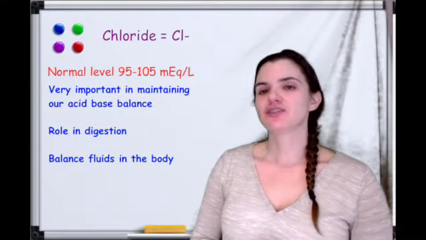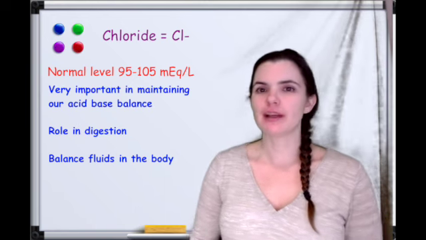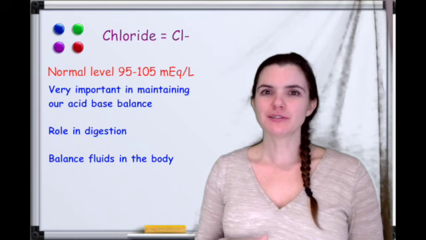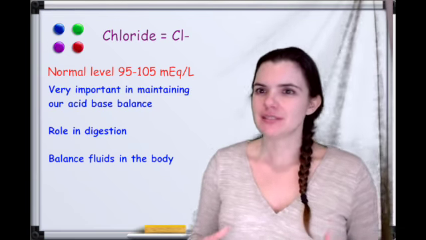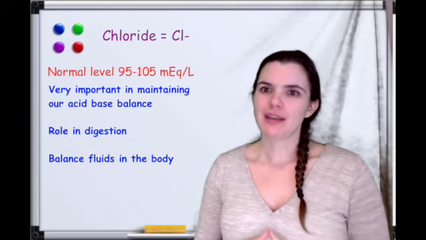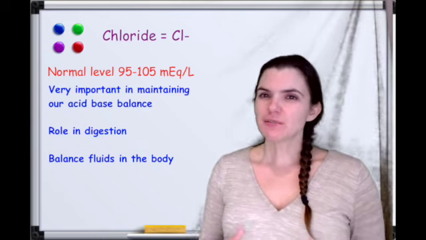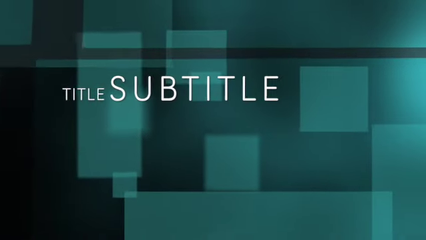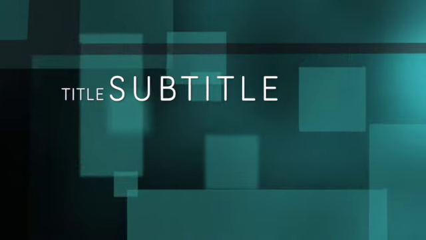Now let's look at the electrolyte chloride. I wanted to do chloride after sodium because these two electrolytes really go together. Generally, if there's a loss of sodium, there's also going to be a loss of chloride. And you're going to see a lot of overlapping causes and signs and symptoms. Chloride is very important for helping to maintain our acid-base balance because of its relationship with bicarb. It also plays a role in digestion because we need it in order to make hydrochloric acid. And it has a role in balancing the fluids in our body with the help of sodium.